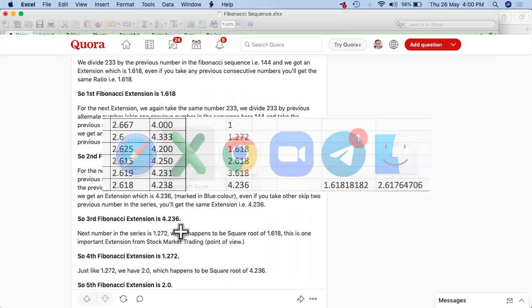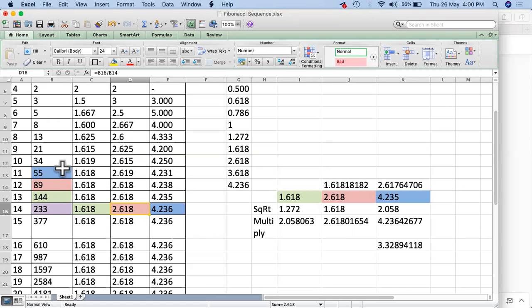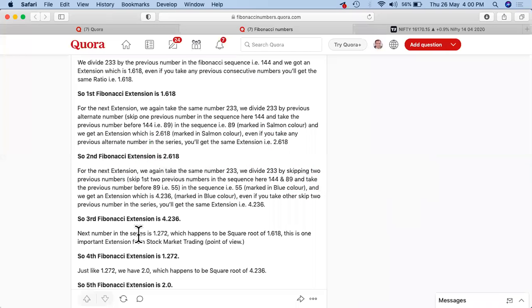Now 4.236 is nothing but you skip two numbers and take the previous number. So here, if our number is 233, we skip 144, we skip 89, and we go for the third previous number, that is 55. So 233 divided by 55, we get 4.236, right? So you have these numbers written down over here: 1.618, 2.618, 4.236, right? Altogether, all the numbers have been given over here. So these are the first three extensions: 1.618, 2.618, 4.236.